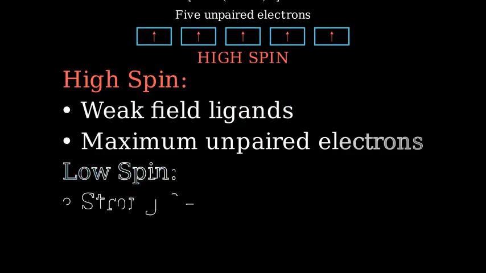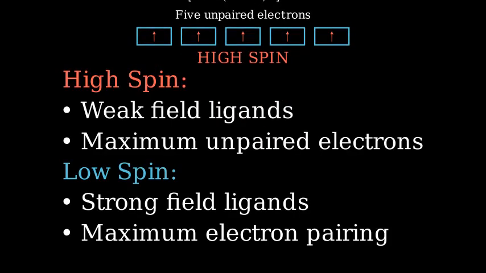To summarize, we classify complex ions as high spin when electrons maximize their unpaired state, typically with weak field ligands. Low spin occurs when electrons pair up in lower energy orbitals, usually with strong field ligands.